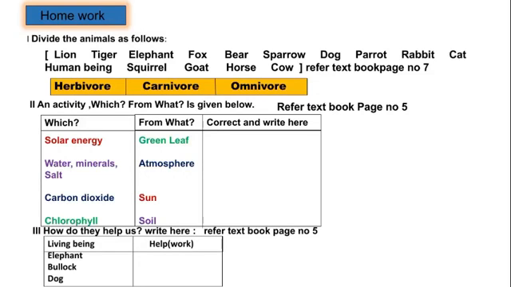Divide the animals as follows. In the bracket, you can see some animals' names. You have to divide the animals as herbivore, carnivore, omnivore. This is there in the textbook, page number 7. Second, an activity, from what is given below. This is also there, page number 5. Third, how do they help us? Refer textbook page number 5. So living beings: elephant, bullock, dog. You should write how these animals help us. Okay, how they help us and what their work is, you have to write here.